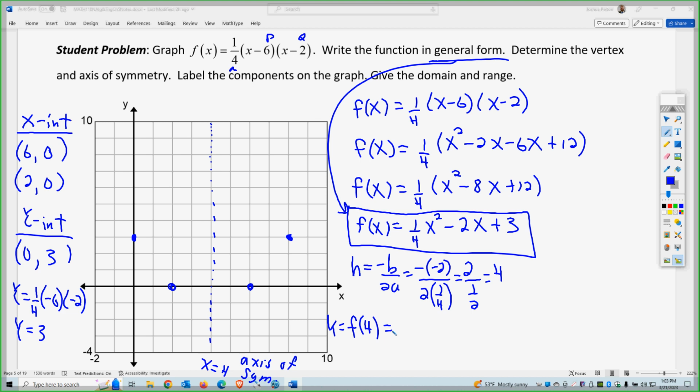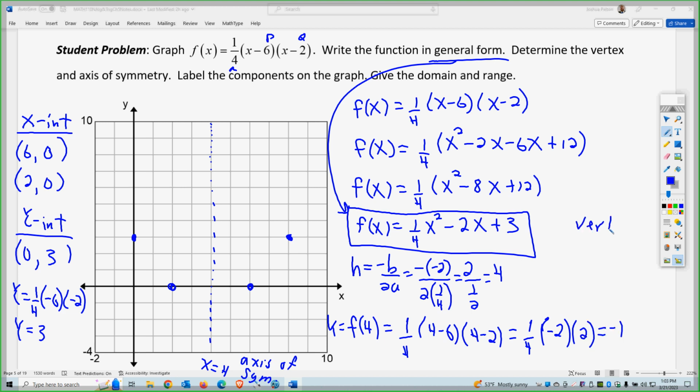So we can plug it into the original if we want, or the new one, doesn't really matter. So plug it into the original. How does that sound? So 4 minus 6 and 4 minus 2, just to kind of mix it up a little bit, because you can plug it into the general form or the factored intercept form. Okay, so what do I get? I get 1/4 times, what do we have here? Negative 2 and positive 2. So that's going to give me negative 1.